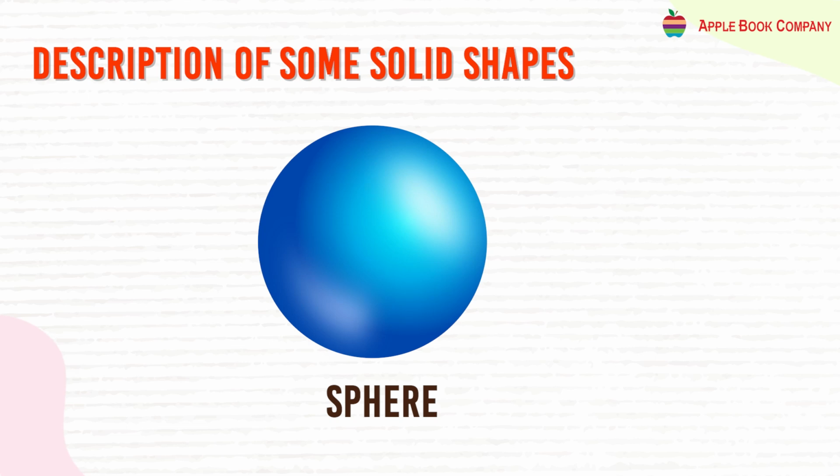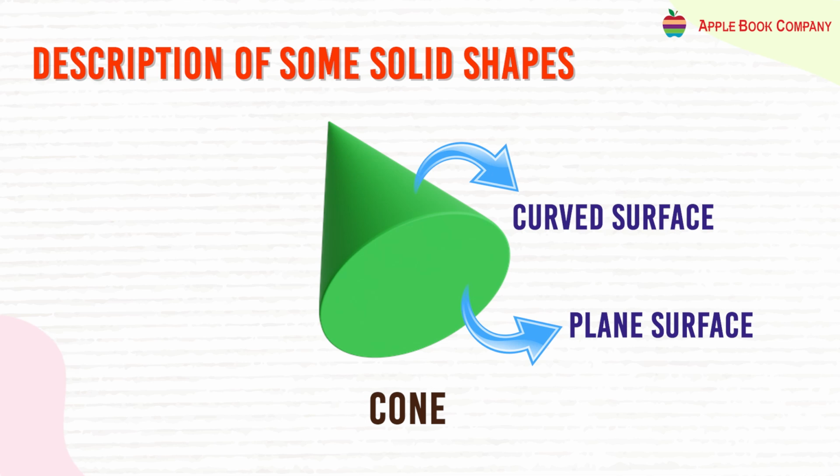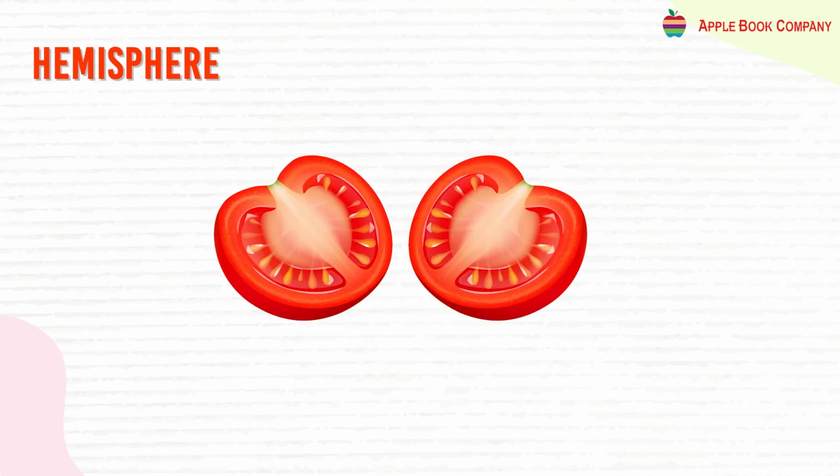Sphere. A sphere has 1 curved surface. It has no edge or vertices. Cone. It has 1 curved surface and 1 plane surface. It has 1 curved edge and 1 vertex. Hemisphere. Take a tomato, cut it into half. Each half has the shape of a hemisphere.